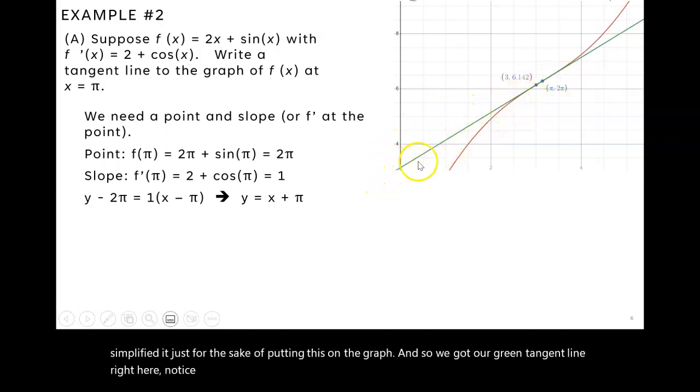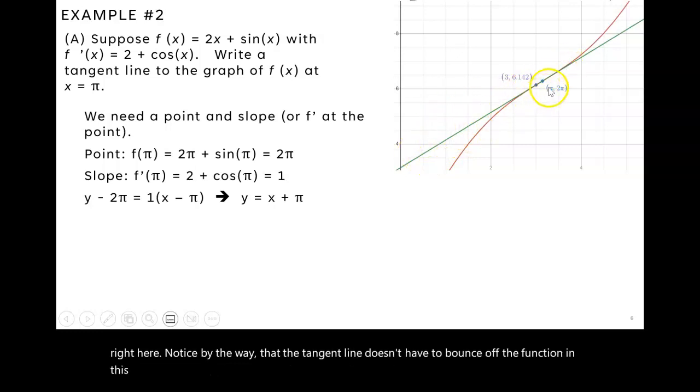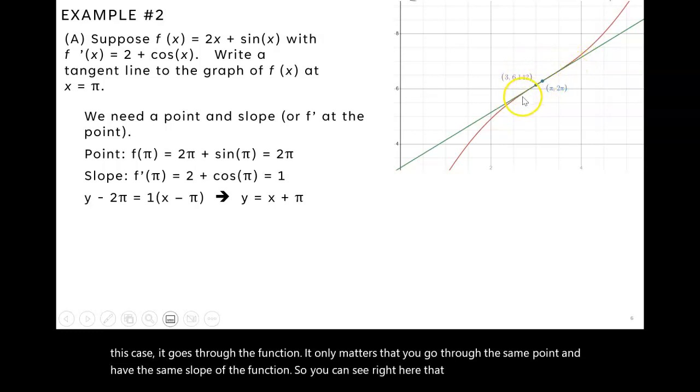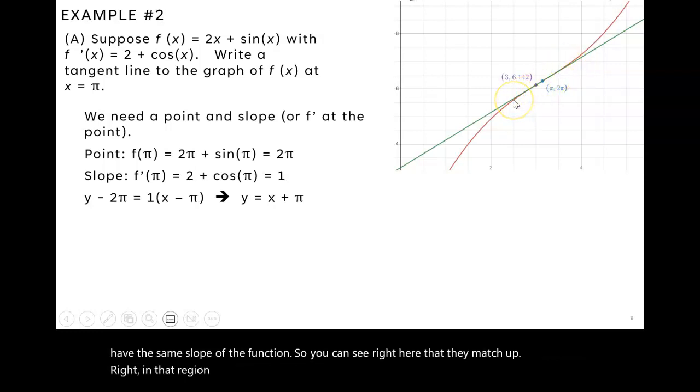Notice, by the way, that the tangent line doesn't have to bounce off the function. In this case, it goes through the function. It only matters that you go through the same point and have the same slope of the function. So you can see right here that they match up right in that region. Okay, so that's what we want to see with a tangent line.